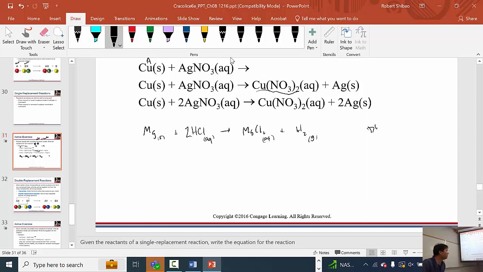Now, the driving force is not the same as double replacement or metathesis. So, for example, gas formation doesn't work.